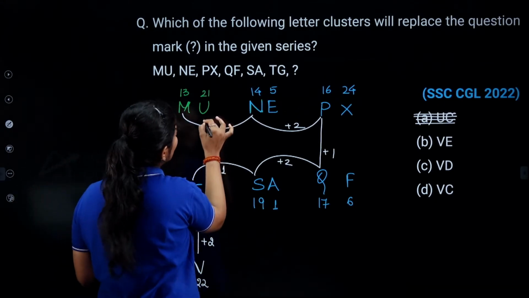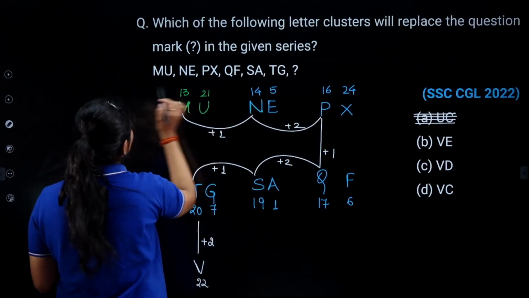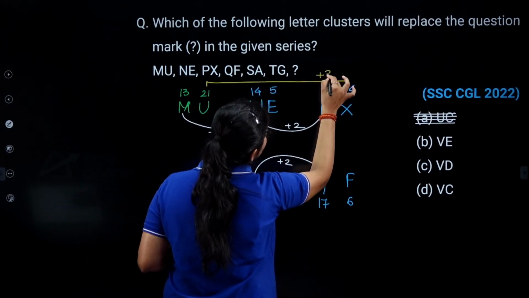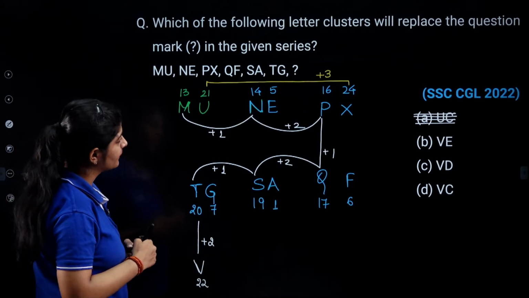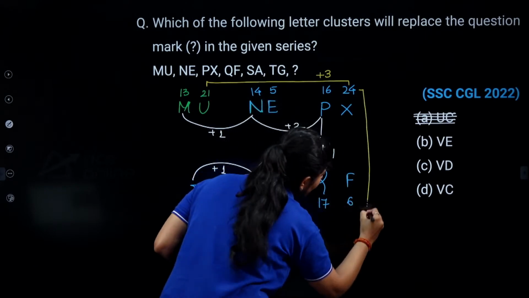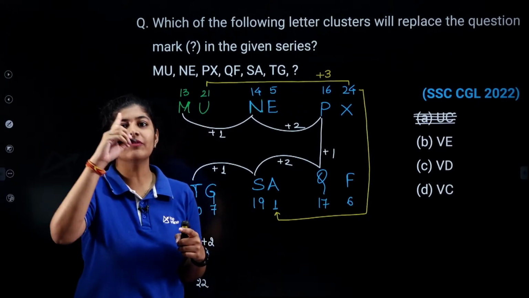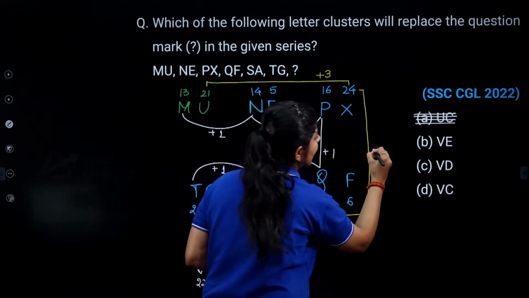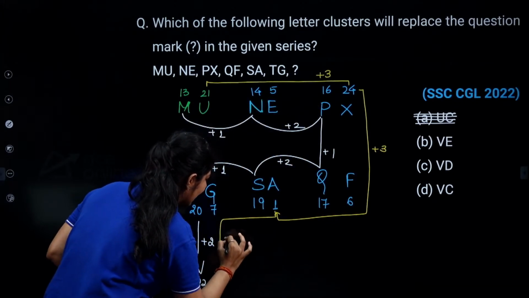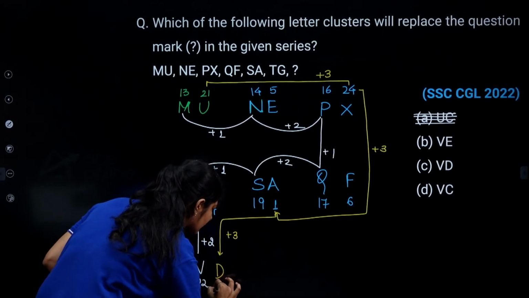Okay. 21 to 24, there's a gap of +3. Right? Now, after that, again alternate, right? 24 to 1, 25, 26, 1. Okay, again there's a gap of +3. So the next term is again at a gap of +3, that means 1 plus 3, that is 4, and 4 is associated with D.